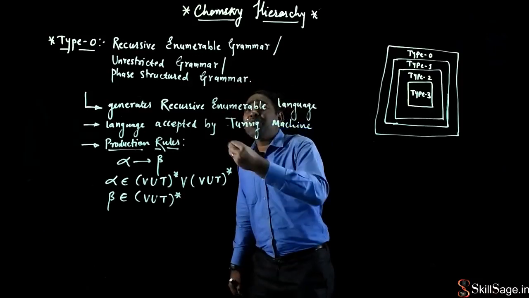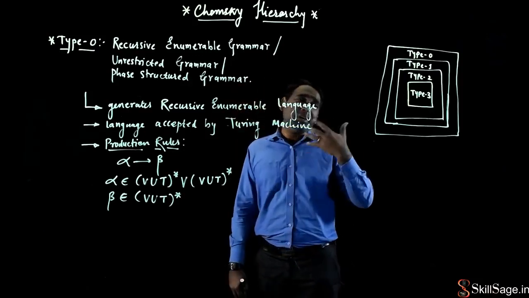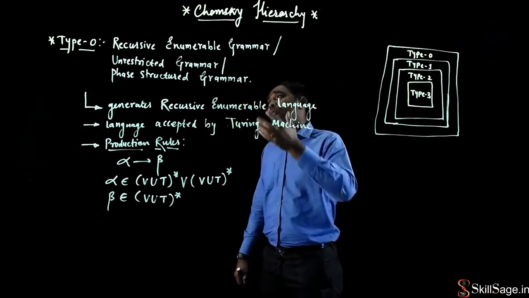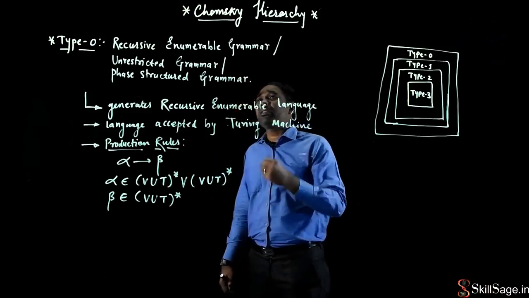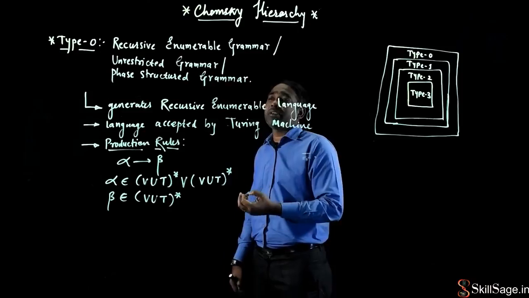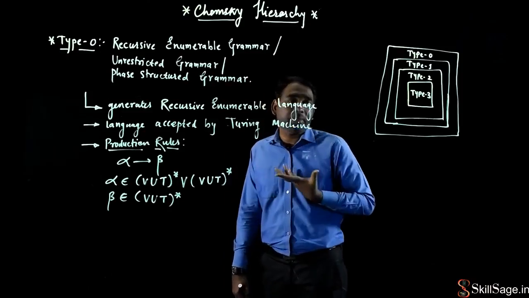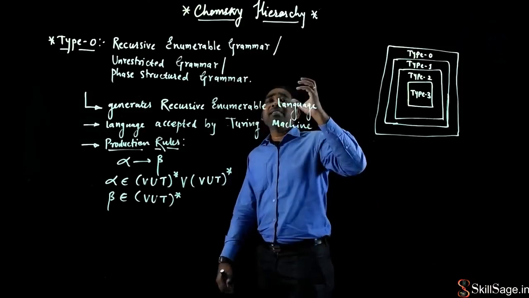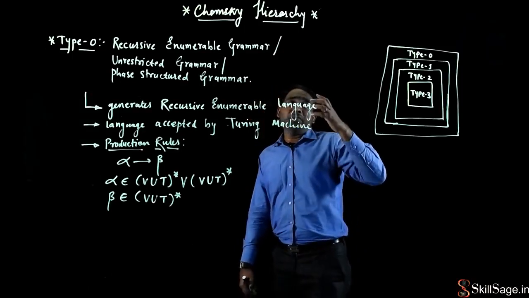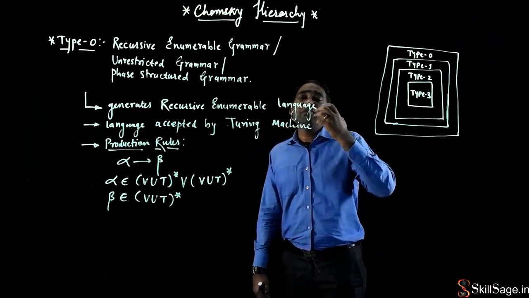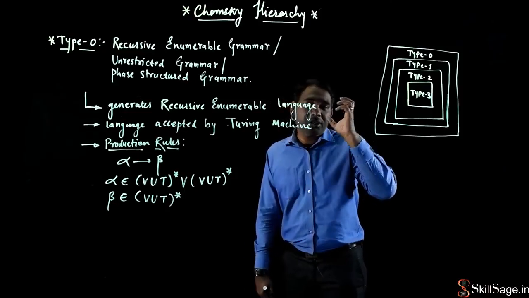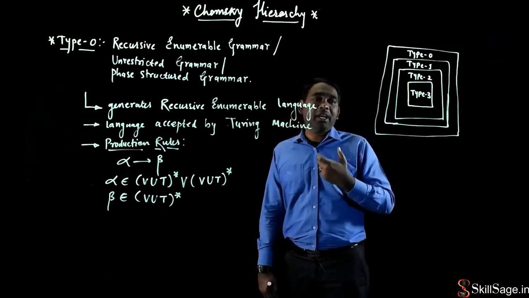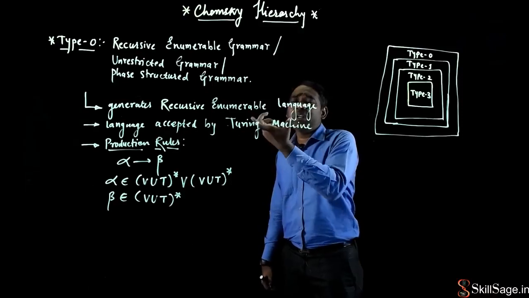As it is a grammar, definitely every grammar generates a language. This type 0 grammar, or unrestricted grammar, generates a language called a recursively enumerable language, right? Whatever language is generated by this grammar should be accepted by some abstract machine, and we have the Turing machine for that.